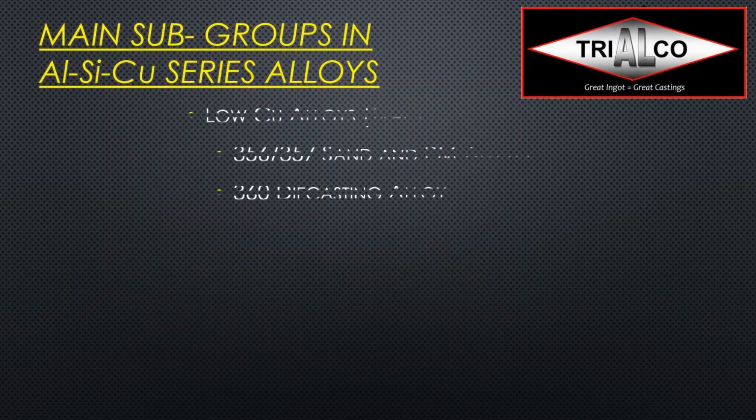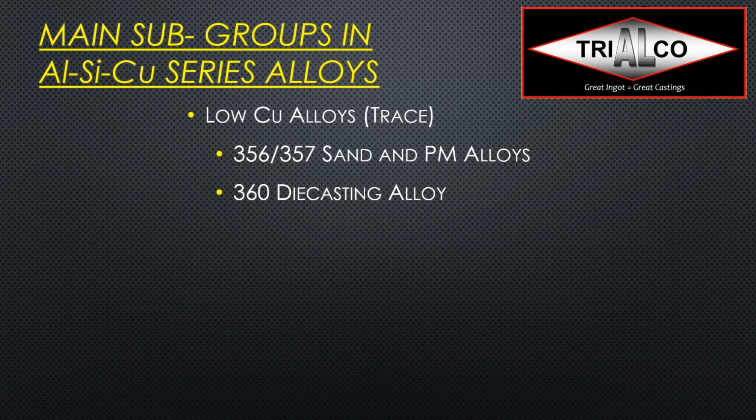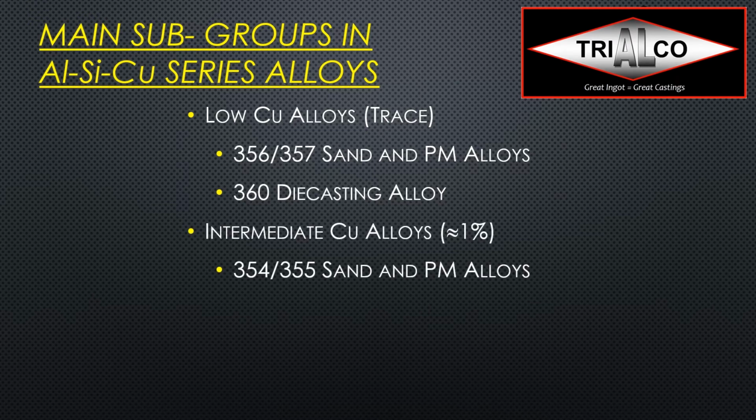Now let's look at the subgroups or subcategories in the aluminum silicon copper series alloys. We have the low copper, so there it's just a trace element in 356 or in a 360 die casting alloy. And then we have the intermediate copper alloys, and there you might be somewhere around 1%. So it's just added a little bit to give you a little bit higher temperature stability at a slightly elevated temperature. So that would be like a 354 or 355 alloy.